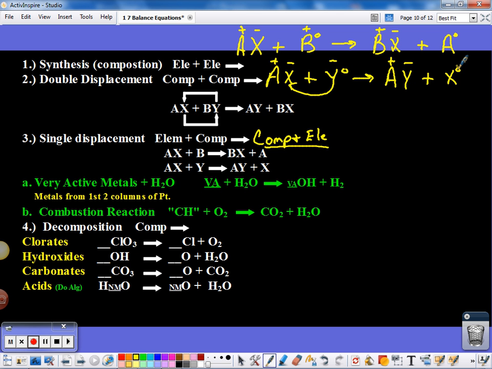VA. Very active. All right, so the first one is lithium, sodium, potassium, rubidium, cesium, and then we're going to add Fr, francium, plus 1. It's not on your list. Every element in the first column has a plus 1 charge.